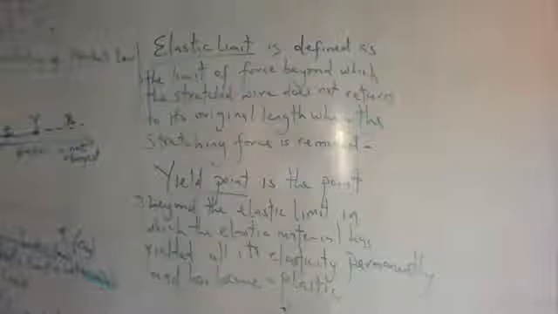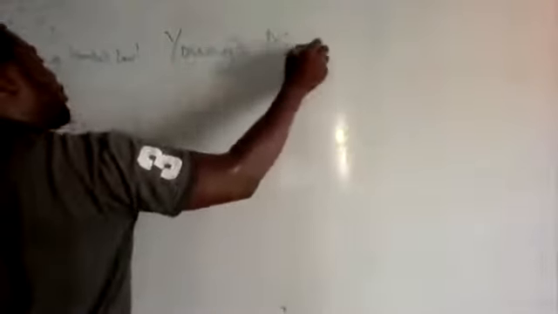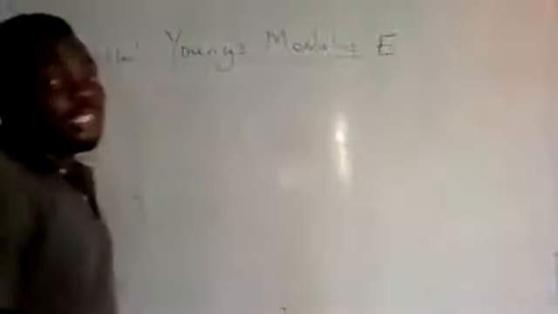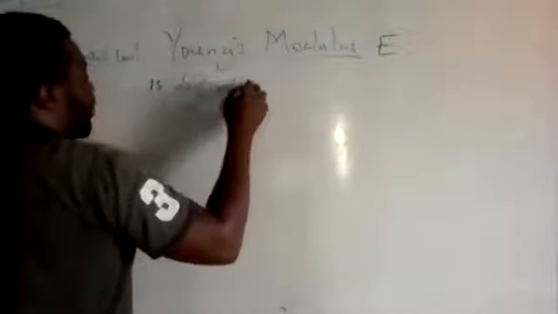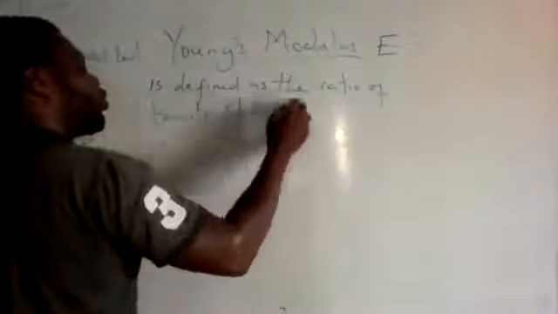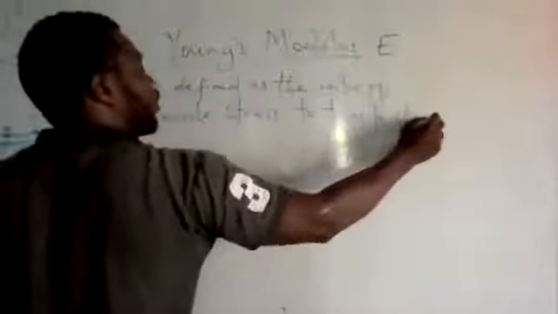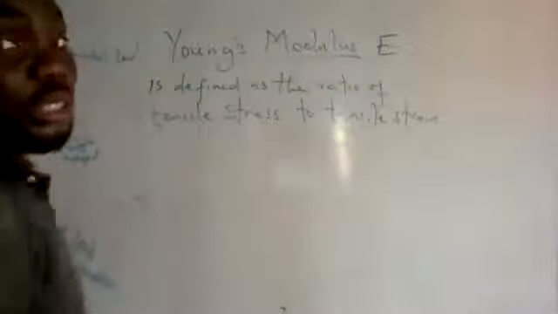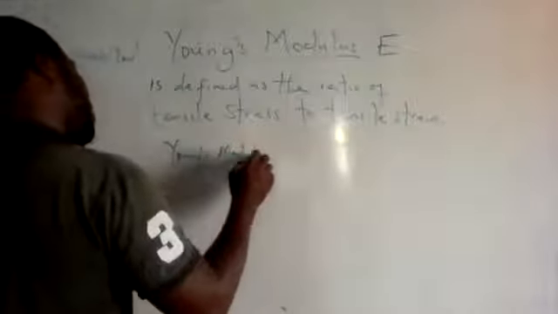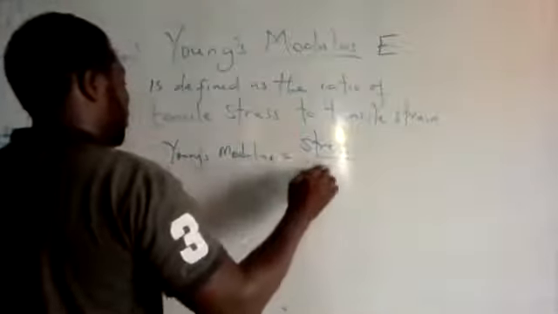All right, so moving on. Let's move on to the next terminology, Young's modulus. Young's modulus is usually represented with the letter E, capital letter E. It's defined as the ratio of tensile stress to tensile strain. So that means I can see Young's modulus as being stress over strain.